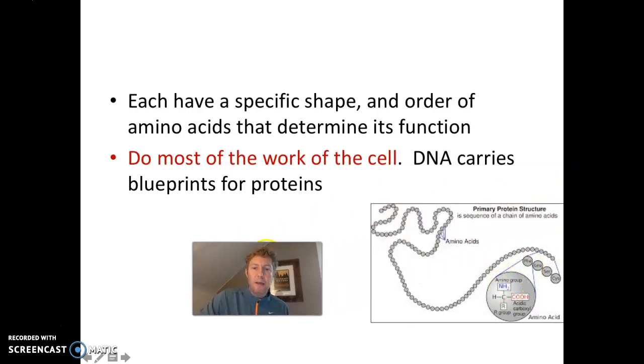Each protein has a specific shape and order of amino acids that determine its function. Really, proteins do a lot of the work in the cell. The DNA is what carries the instructions for making proteins, and then the proteins do all sorts of things. They speed up chemical reactions. They do all sorts of things in our body. So they kind of do everything in a way.